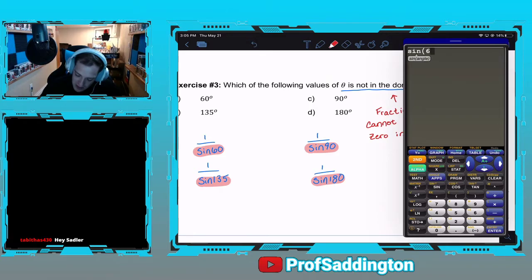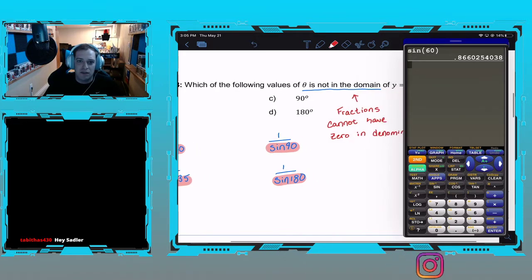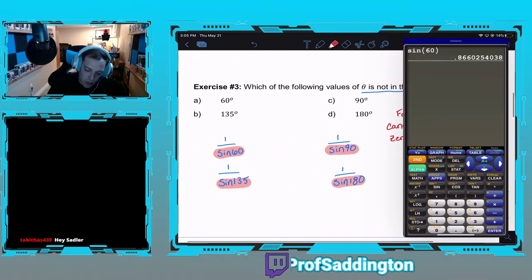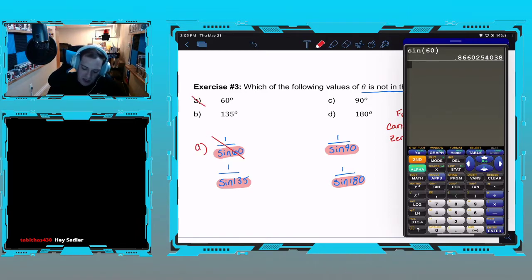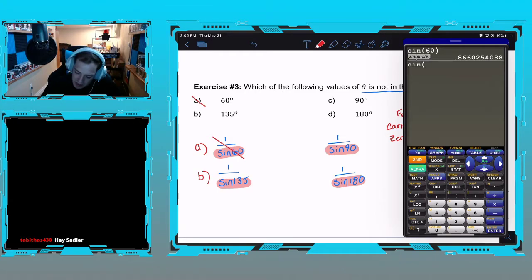So I got sine of 60. That's going to give me 0.866 and so on. We need to find when 0's in the denominator because it's not in the domain. So we know that this first one, and this is A, cannot be the answer. So now I'm going to check B. So I'm just going to type in sine of 135.